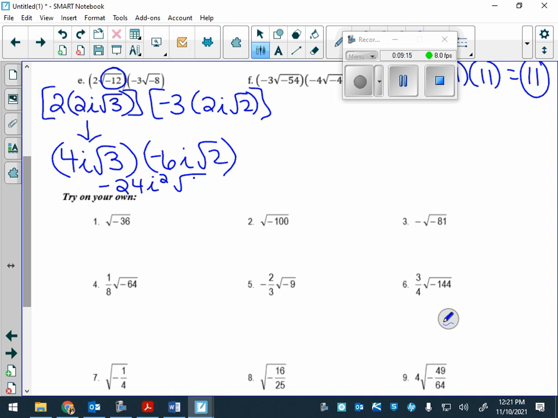Root 6. But am I done? No, what do you have to do? Good. i squared equals negative 1. 24 root 6 is your final answer. Okay. Did I lose anyone there? No? You guys are okay? All right. So the key, and you're going to try one right now on your own, but the key is simplify inside first. Get rid of those negatives inside the radical. Go ahead. Try the next one.